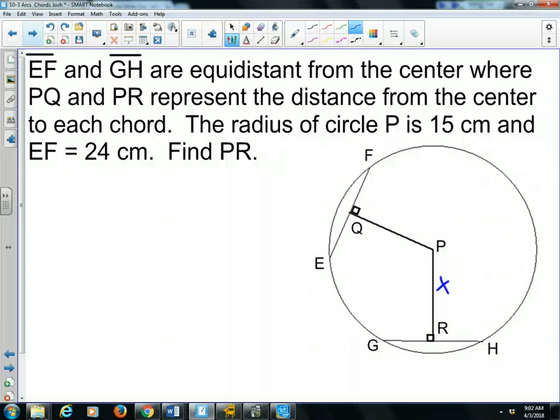I want to find that length, that segment. So I'm just going to put an X right there because this is going to be my answer. That's what we want to find. All right, let's start off with this piece of information. EF and GH are equidistant from the center.